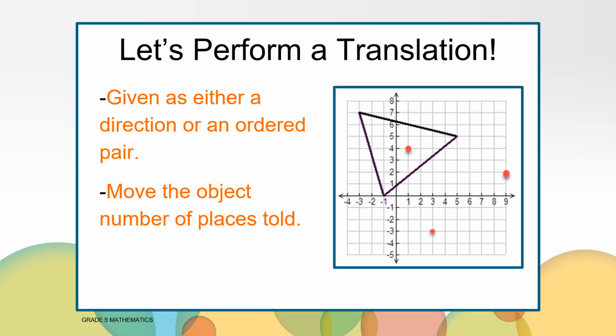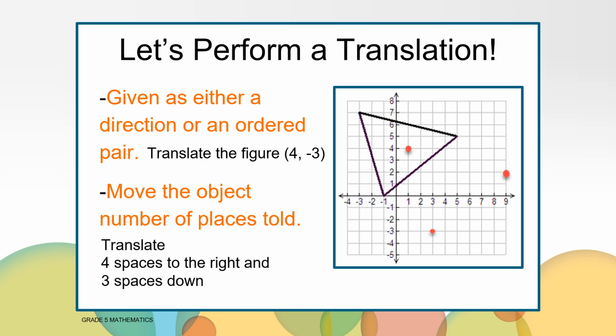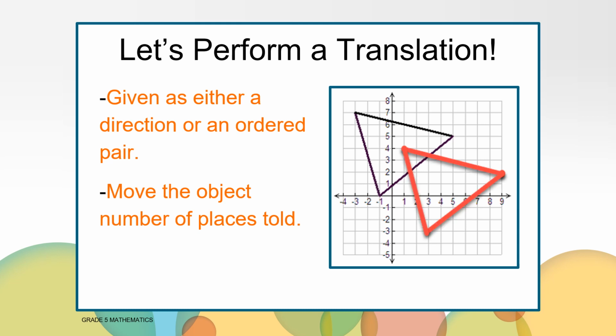I took each point of the triangle and moved it 4 spaces to the right and 3 spaces down. Then I connected the 3 dots to show my translation.